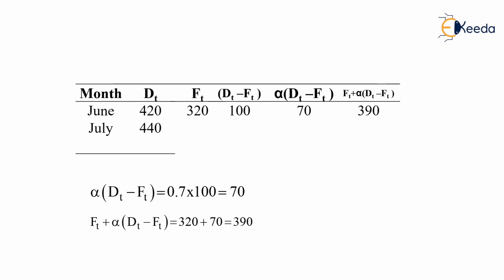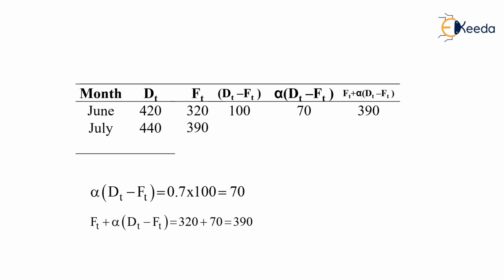Finally, when we put in the formula for forecast, which is Ft plus alpha of (Dt minus Ft), it gives us 390. So based upon that, we say that the forecast is changing to 390, which was found to be 320 in the case of the moving average method. This is how we can get more accurate values by utilizing this method of forecasting, which is the smoothing coefficient or exponential smoothing method.